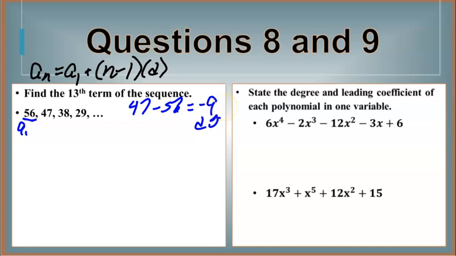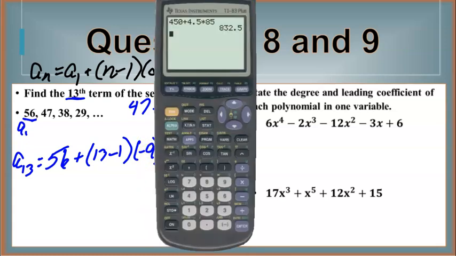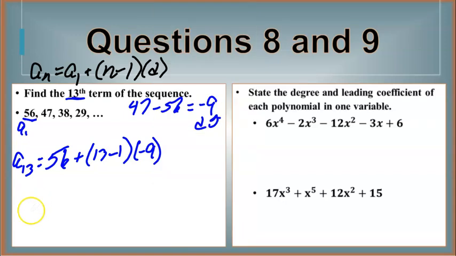So now if I substitute the numbers in, I'm trying to find the 13th term. So to find the 13th term, I'm going to have the first term of 56 plus n minus 1, so 13 minus 1 times the common difference of negative 9. Now if I grab my calculator, I'm going to have 56 plus parentheses 13 minus 1 parentheses times negative 9, and we will get an answer of negative 52. That means the 13th term would be negative 52.